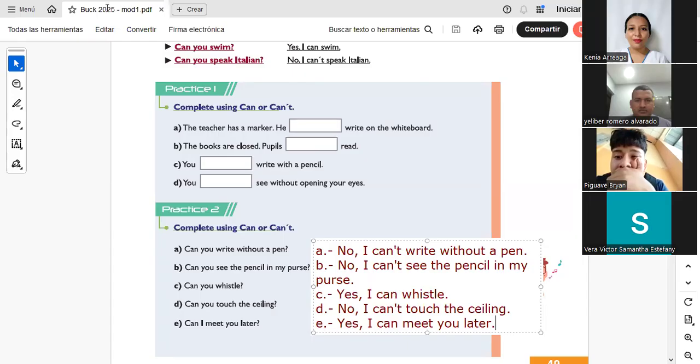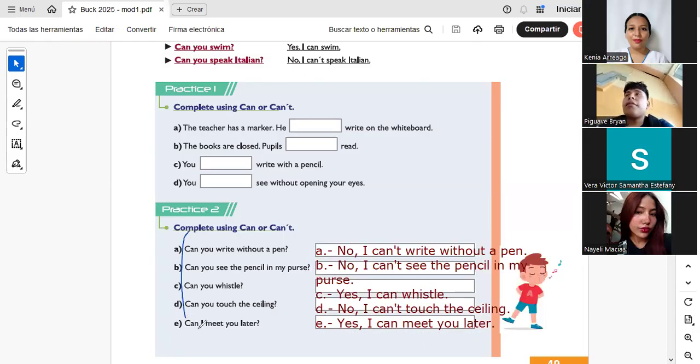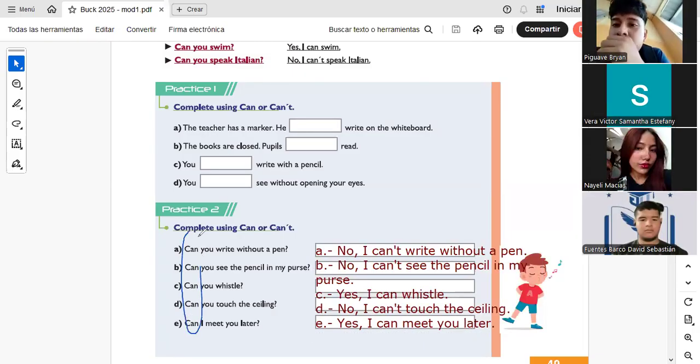So what do these questions have in common? All of these questions are yes or no questions. You see, they start with a modal verb. So all your answers are gonna be like no or yes. You see? Because they are yes or no questions.